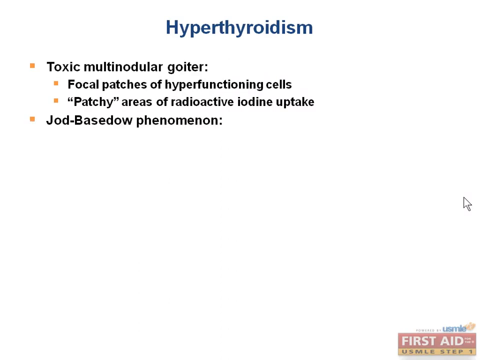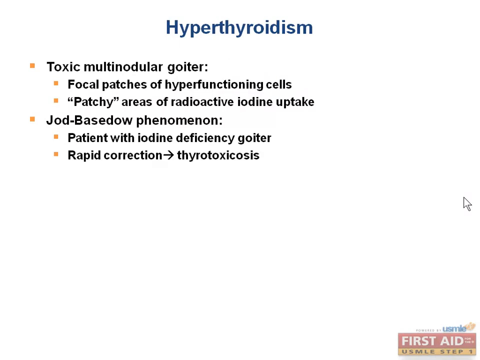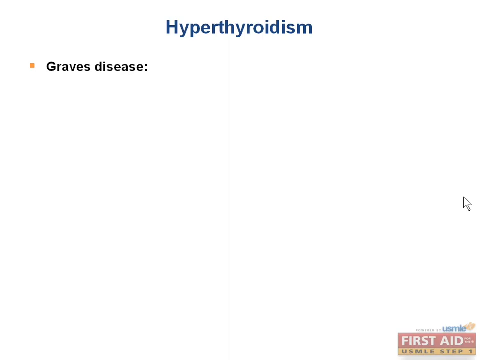The Jod-Basedow phenomenon describes a situation in which patients with iodine deficiency goiters actually experience thyrotoxicosis if the iodine deficiency is corrected too rapidly. The thyrotoxicosis in this case has similar clinical features to that observed in patients with hyperthyroid disorders. Another autoimmune disease related to the thyroid is Graves' disease, but in this case, patients become hyperthyroid. The reason for this is the presence of autoantibodies against the TSH receptor that bind to and stimulate this receptor.